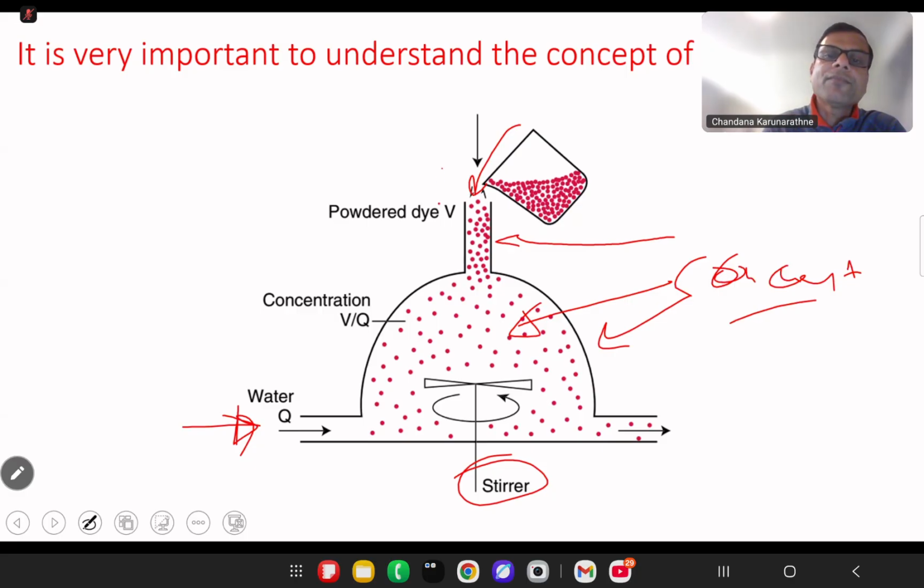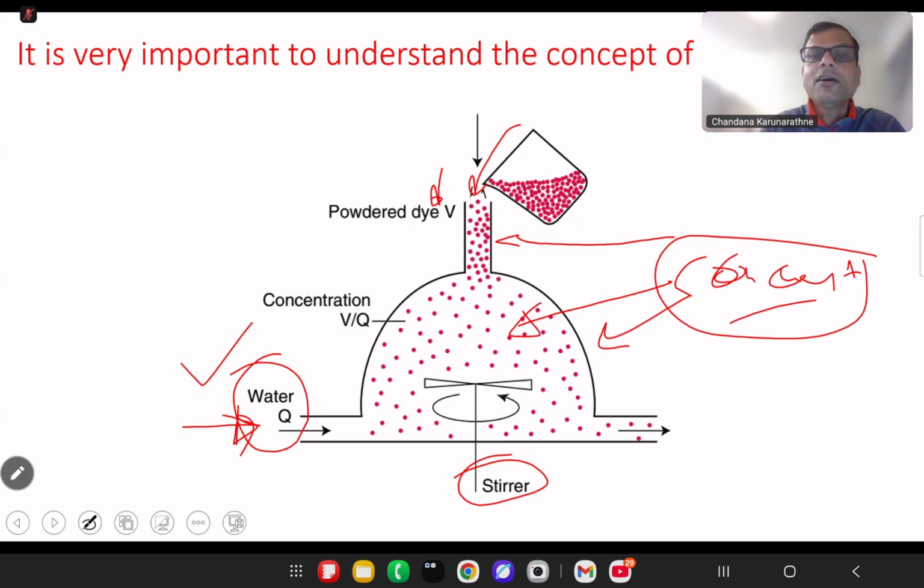If you keep adding, people might say it's the rate of powdered dye added, and that is true. But if you change the water flow, it changes the concentration. So it is not simply the water flow rate or simply the dye flow rate, it is the ratio of these additions, the combination, which determines the same thing in the alveoli.